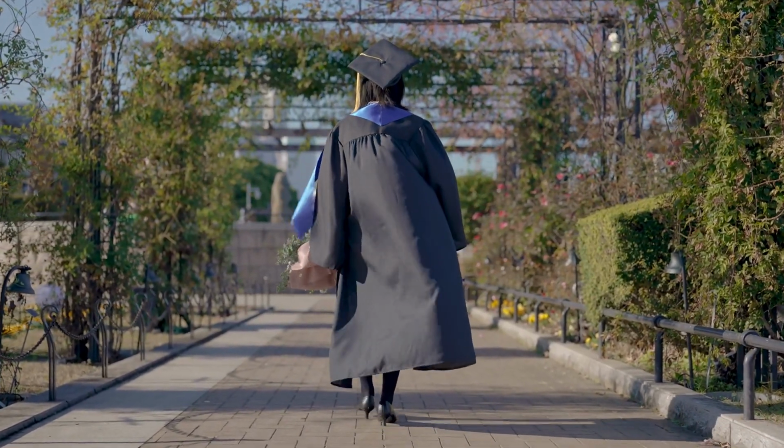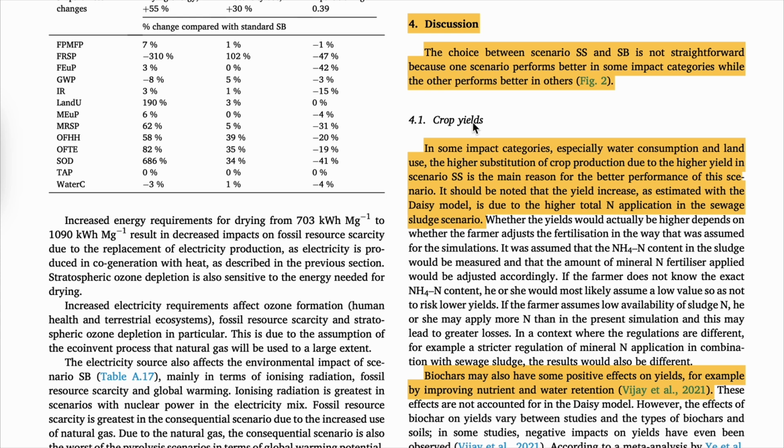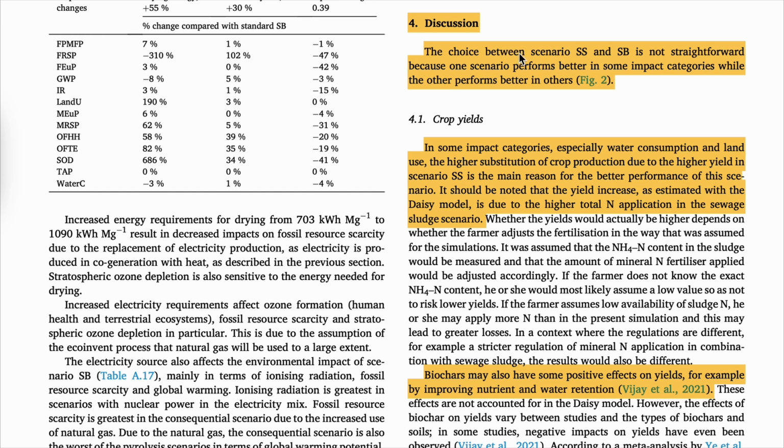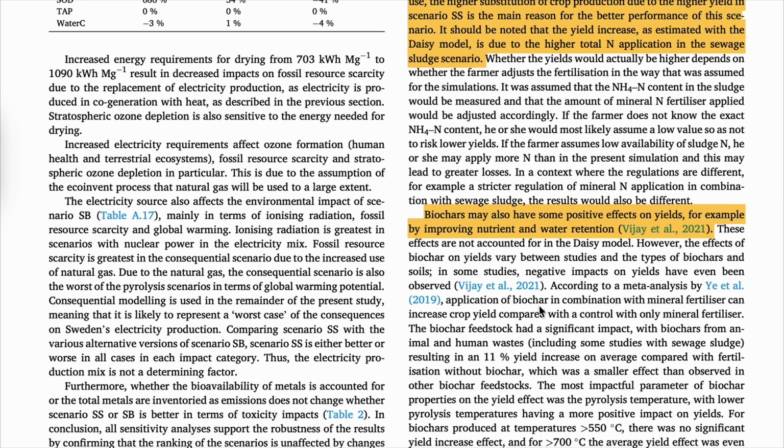Let me show you an example. Then after the results section comes the discussion section, where they're explaining why they chose between scenario SS and scenario SB. So this part is more the speculation, more the analysis part, the meaning behind the analysis, rather than just laying out the facts. That's the biggest difference between the results and the discussion section. And here in the discussion section, you also need to refer back to what previous studies already proved as well, and if it aligns with your findings.